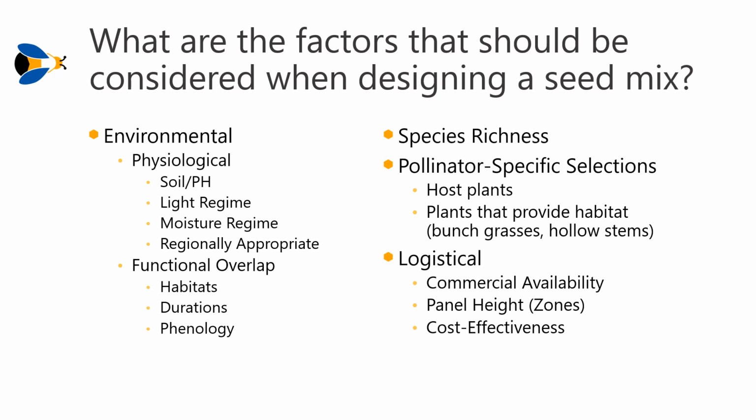Pollinator-specific selections can also be considered, such as choosing to include specific host plants for butterflies or plants that provide habitat. On the other side of the coin, there are logistical factors that need to be considered. Are your proposed species commercially available? What is the panel height within the solar array, and does that conflict with the height of the seed mix? And finally, is the mix cost effective?